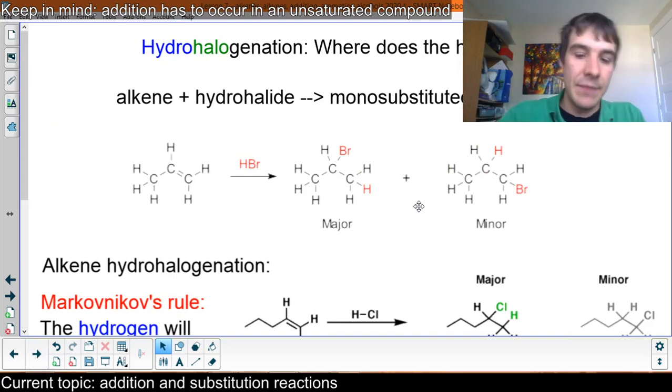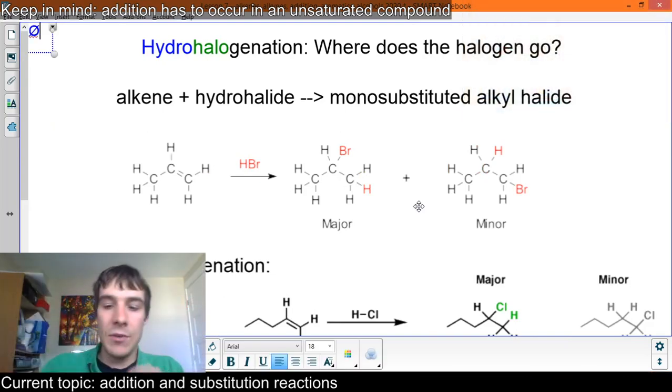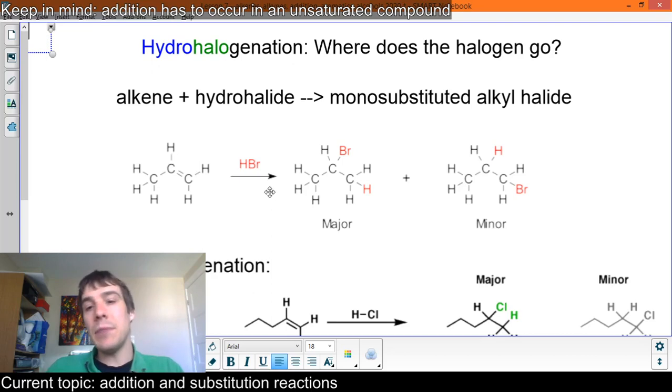This is the fun one. Here we go. This is the one I've been waiting for. Hydrohalogenation. So we've talked about Br2. If it was Br2, it would just go across the double bond. But then what if we do HBr? The hydrogen's going to go one place. The bromine's going to go a different place. And it turns out that it has a preferred one to do, a major product and a minor product.